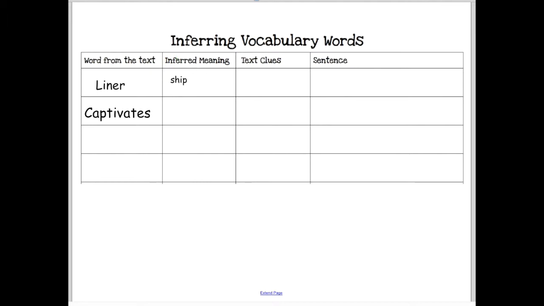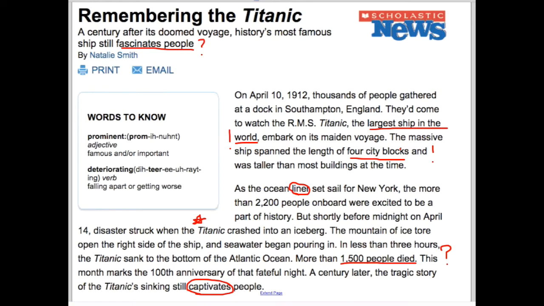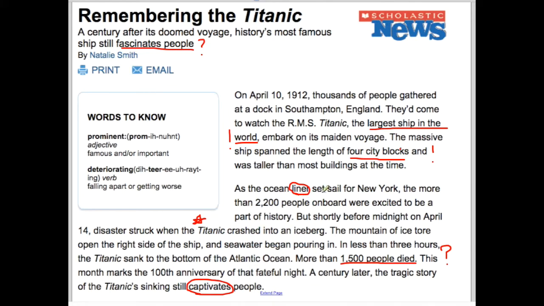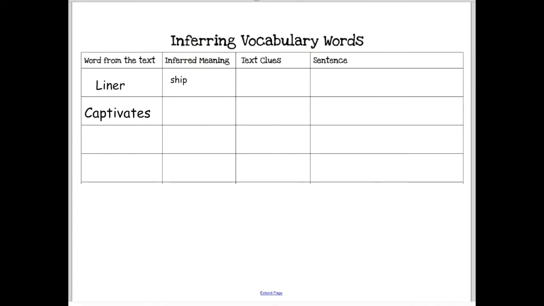The text clues, if I go back to the text, and I take a look at this, my clues here were that it talked about the ocean set sail. It talked about that people were on board, okay? So I'm going to type those into here. Set sail, on board, okay? So those were my clues.